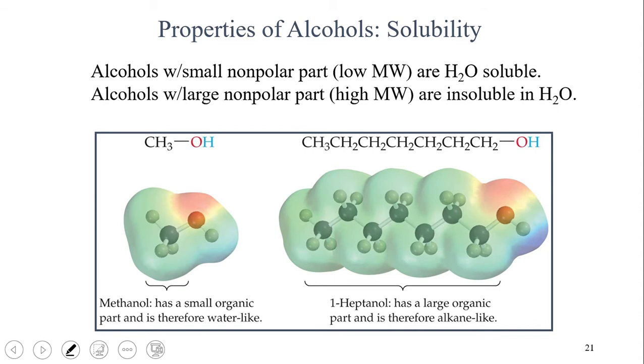You can compare here methanol with another one called 1-heptanol. You can see how the molecule on the right has a large organic or nonpolar part, and therefore it behaves more like an alkane than it does like an alcohol. And therefore it makes it less soluble in water.